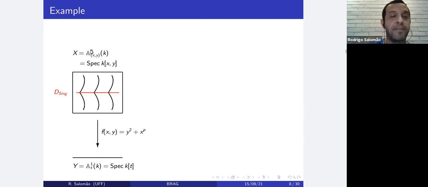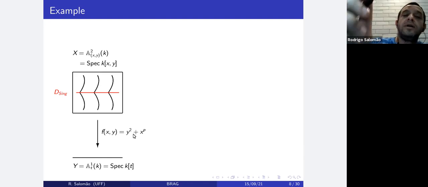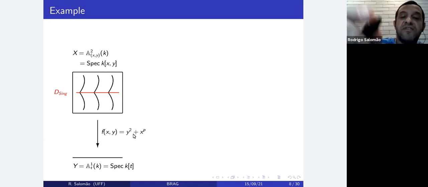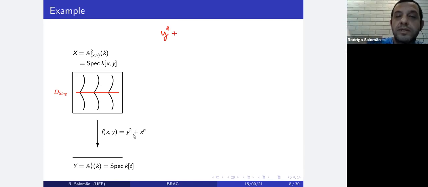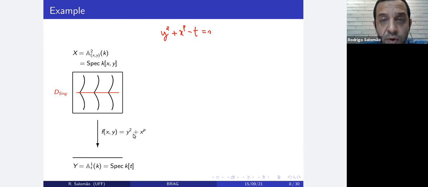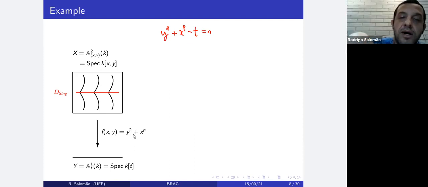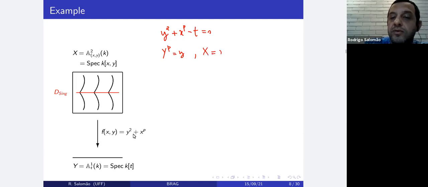So we have the affine plane here. We have the fibration to the affine line given by this polynomial, and we can compute the fiber over each t, which is given by y squared plus x to the p minus t equals zero. And here I'm going to introduce new variables to understand this phenomenon better. I will put capital Y the p-th root of small y, capital X equal to small x, and capital T the p-th root of small t.